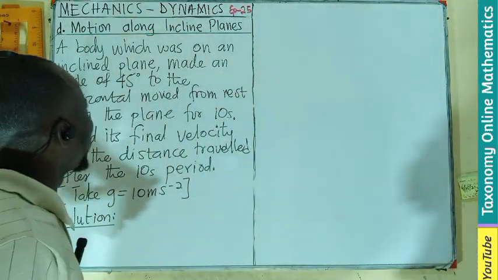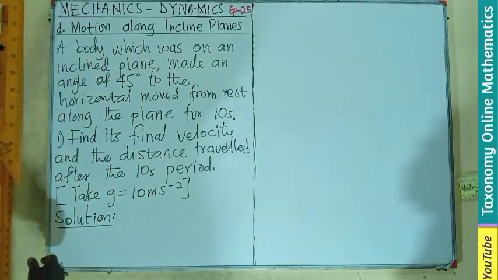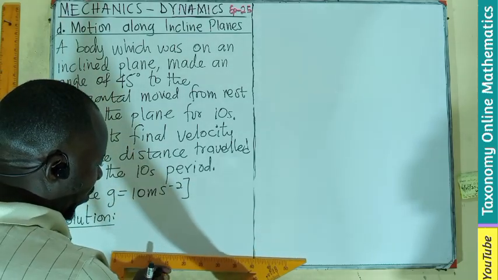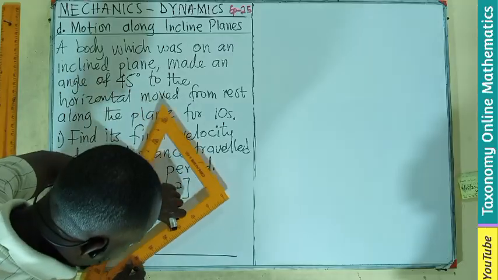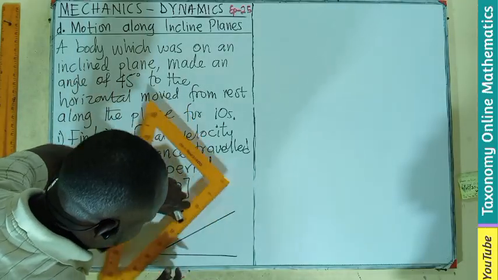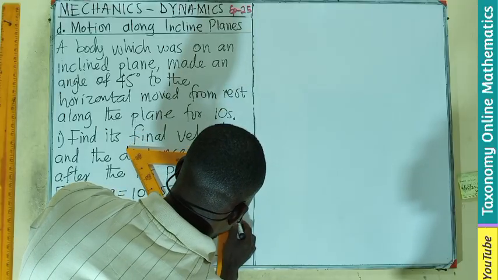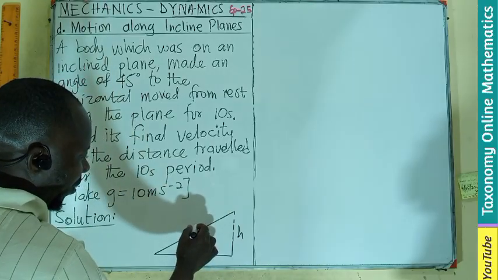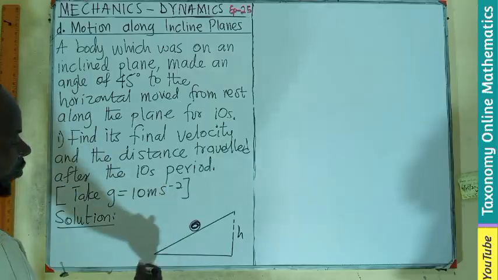Let's make a sketch of what this is going to be. Let's see if we can make a small sketch of the inclined plane. This will be the height, and this is the distance. Let me just say the object, it could be anything, is moving down.